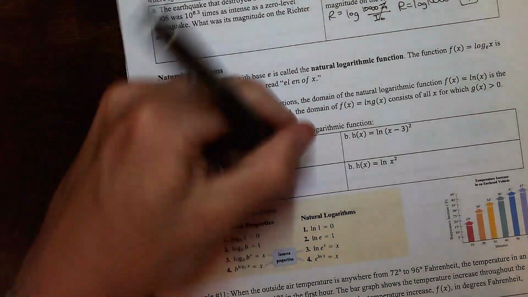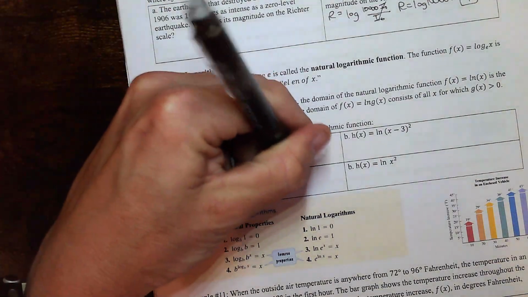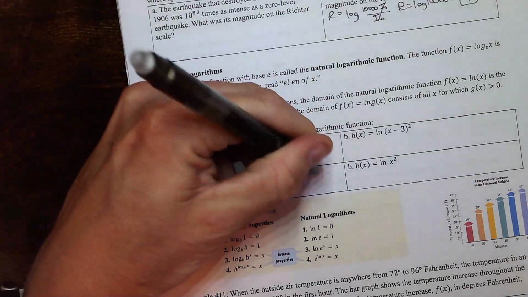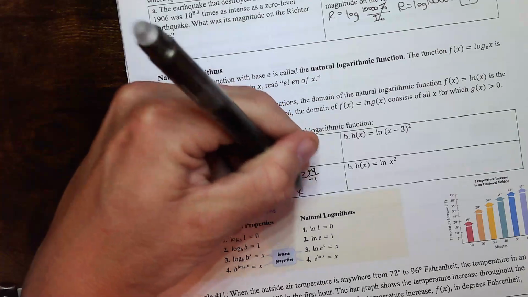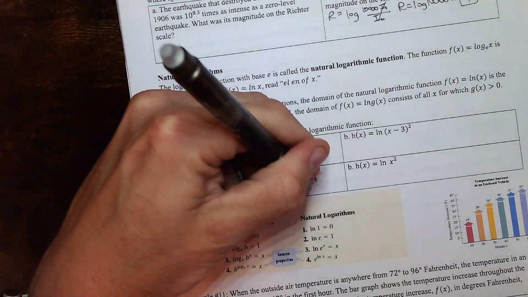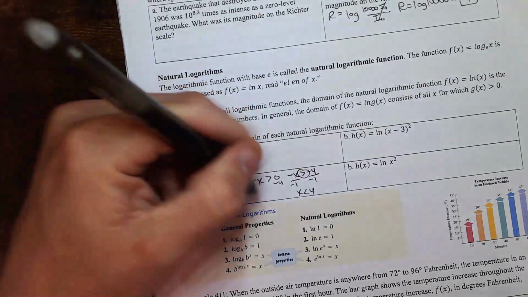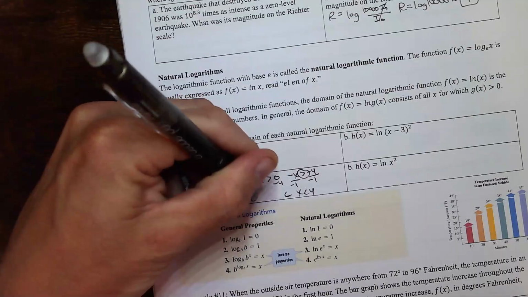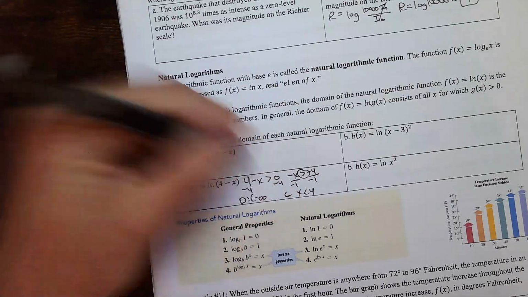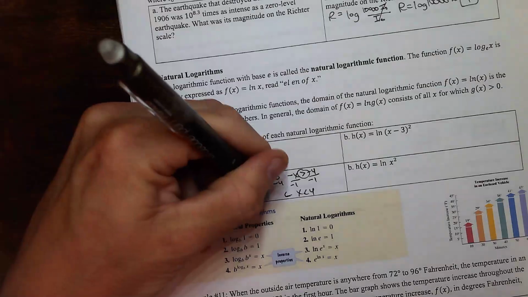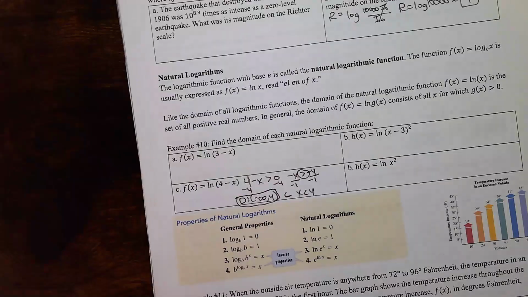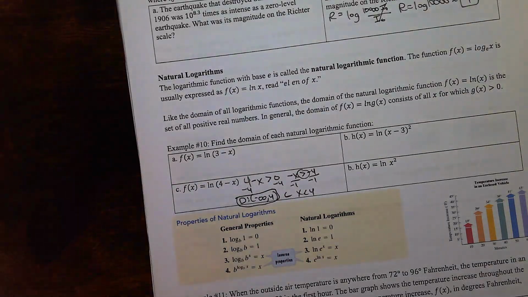So let's say I subtract 4 first, subtract 4. So negative x is greater than negative 4. And then divide by negative 1, flip the sign. x is less than 4. So that's my domain. So less than 4 would be a domain that basically goes forever, never-ending, up until 4, not including 4. I don't include it because it can't equal 0.